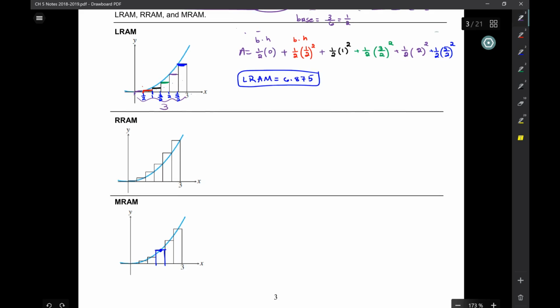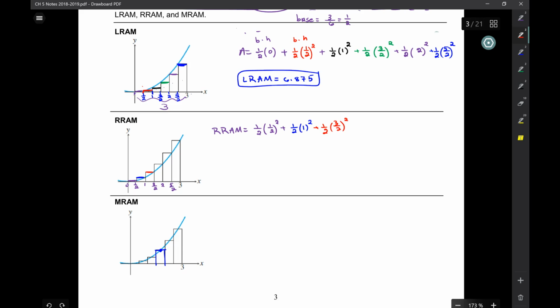So now let's do RRAM. Okay, RRAM, again, I have the same number of rectangles. So here is my first rectangle. This time I'm going to take the right end point. So again, this is 0, 1/2, 1, 3/2, 2, 5/2. Now I'm going to take the right end points. So base is 1/2 times 1/2 squared. Plus the next one, 1/2, 1 squared. Am I going too fast? Plus 1/2, 3/2 squared.